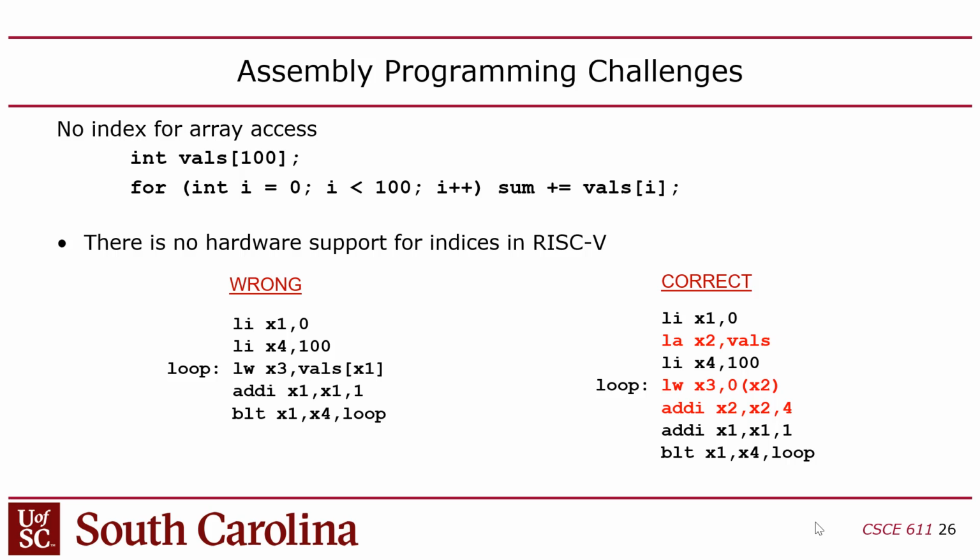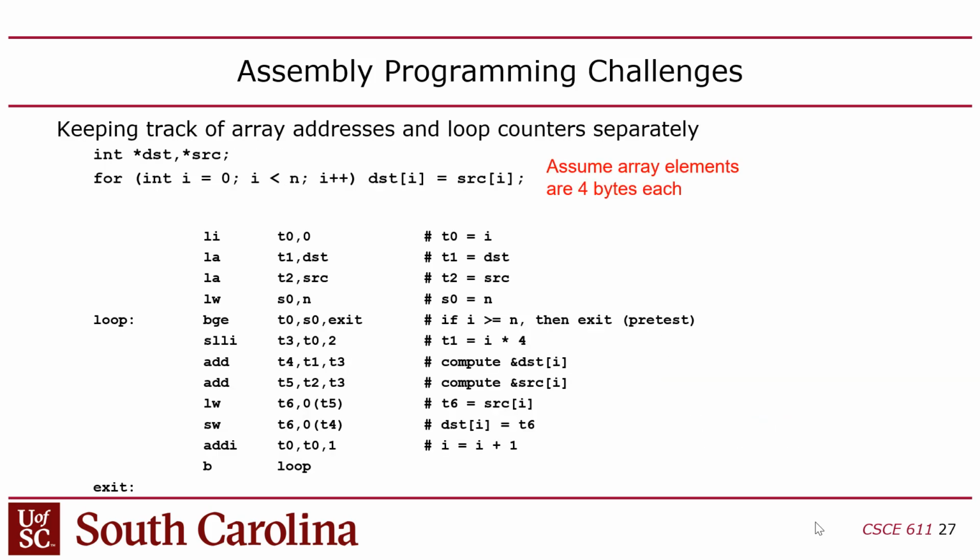Because the array is elements of 4 bytes each, right? And that all has to be done manually. There's no way around that. You just have to figure that out. So that's another thing about assembly that's a pain. And that's what I mentioned here.